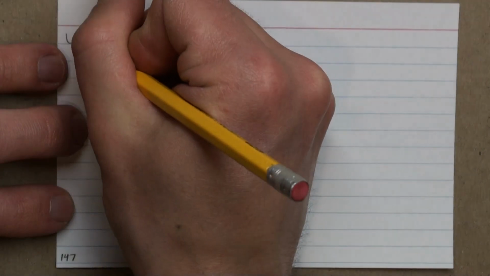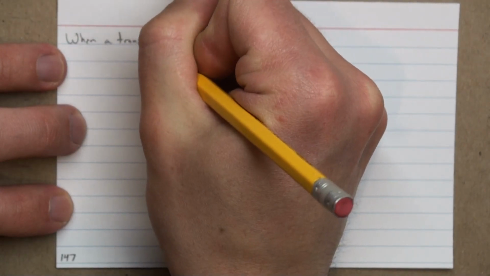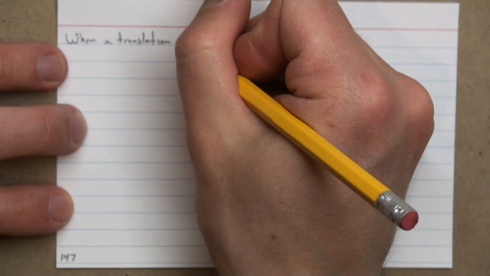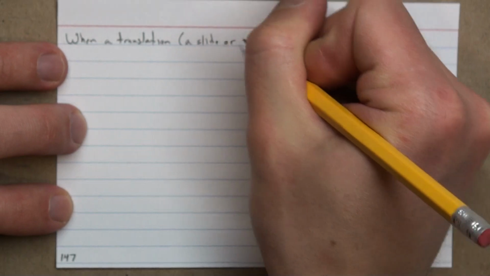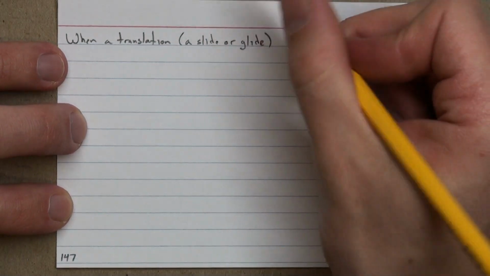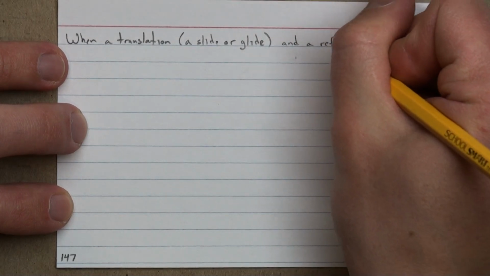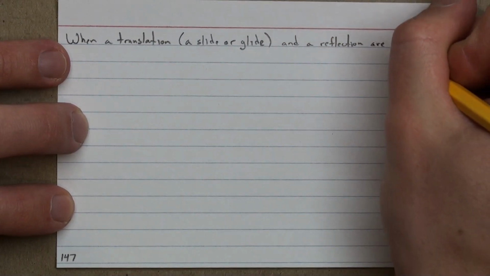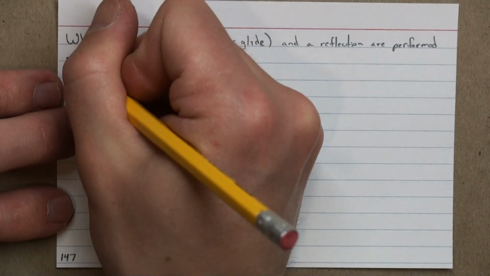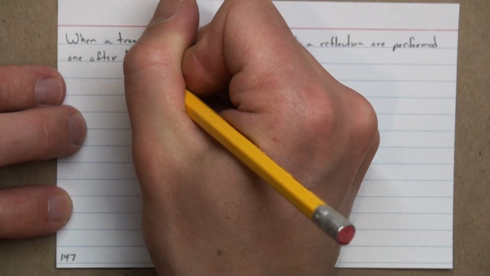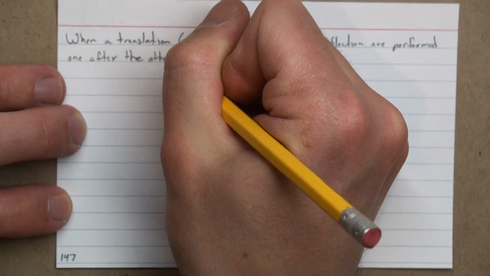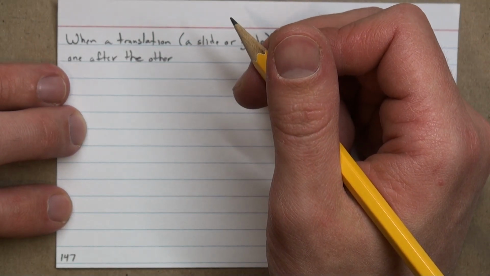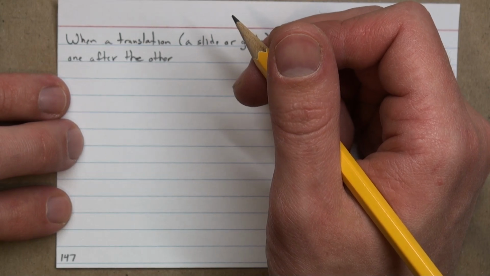We're on 147 now. When a translation, which remember is a slide or glide, and a reflection are performed one after the other, a transformation called a glide reflection is produced.